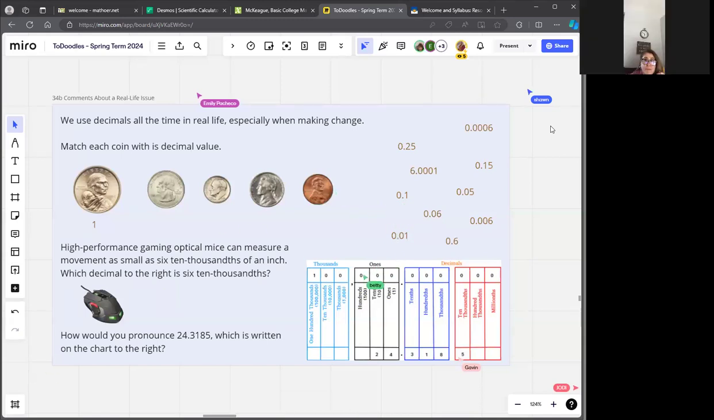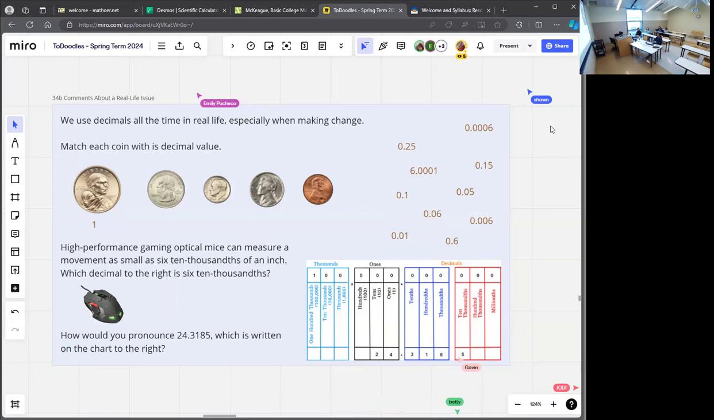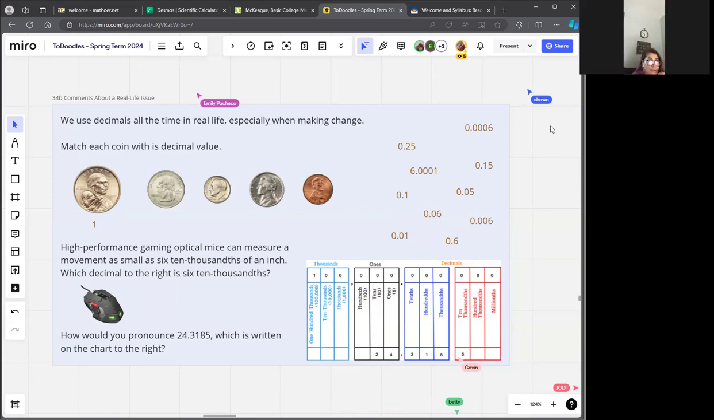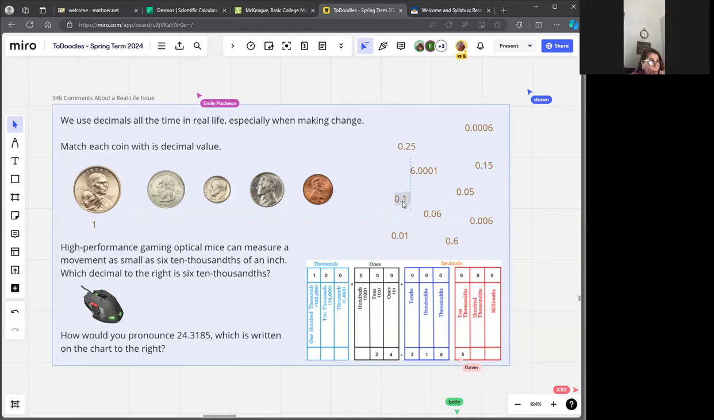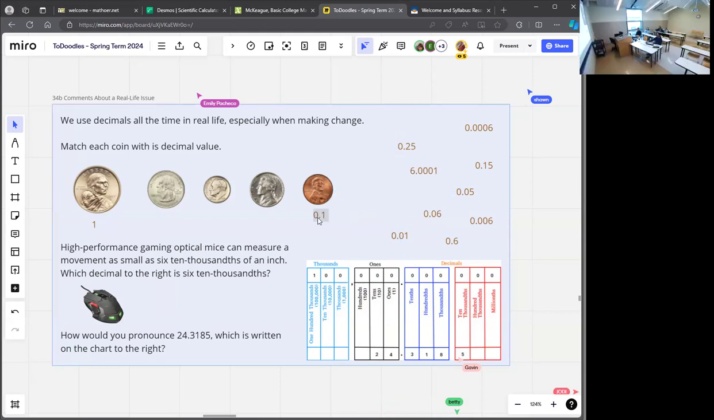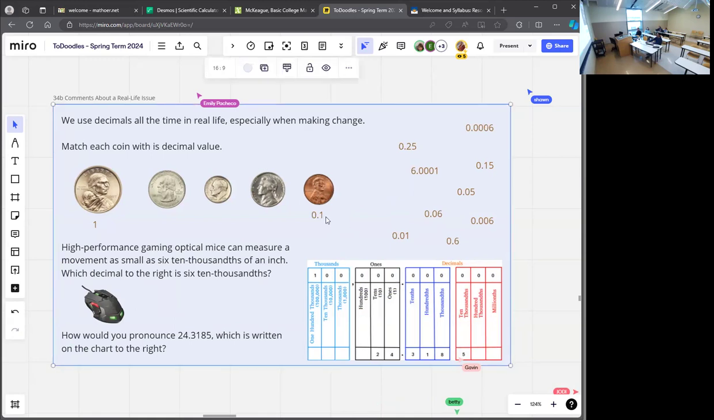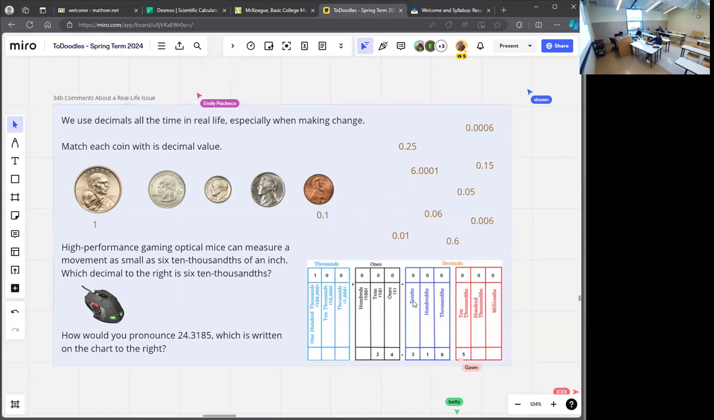I want to do the 0.1, but my mouse is not letting me. Tell me where to put it. On the penny. So 0.1 is 1 in the tenths column. A penny is only a hundredth. So a penny would have a 1 in the hundredths column, so that would be different.